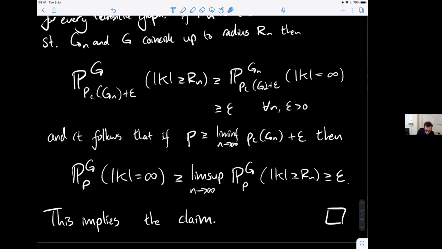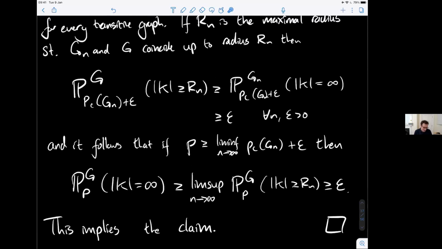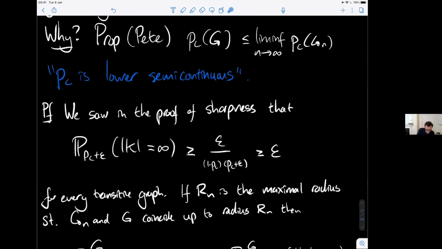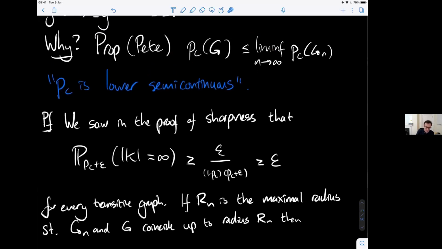So it follows that if p is larger than this limit by some epsilon, then I can take the limit here, since these Rn's are tending to infinity. What I get is that in G, the probability of being in an infinite cluster is at least epsilon. In other words, if you're really above the limit, then you're supercritical in G, and this is exactly the semi-continuity statement. So the point here is that this uniform lower bound on the density in slightly supercritical percolation is giving us this lower semi-continuity.